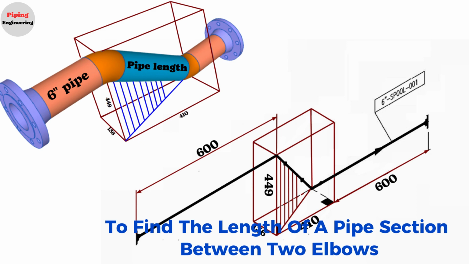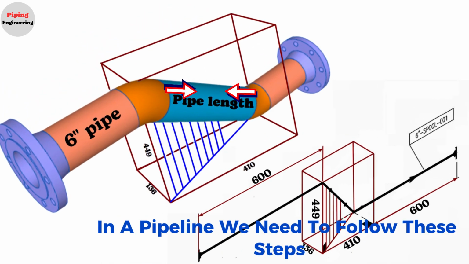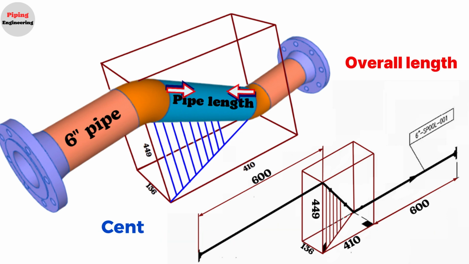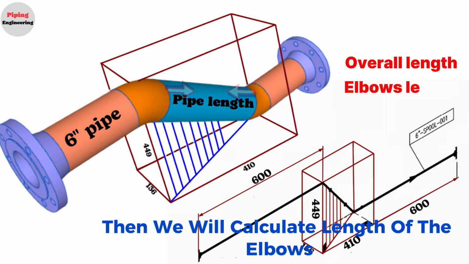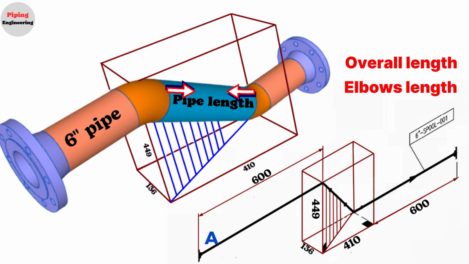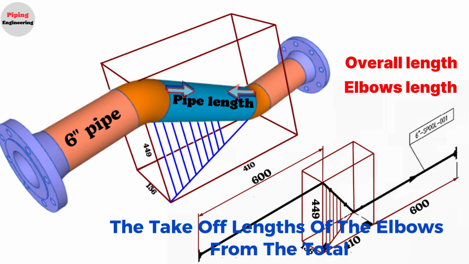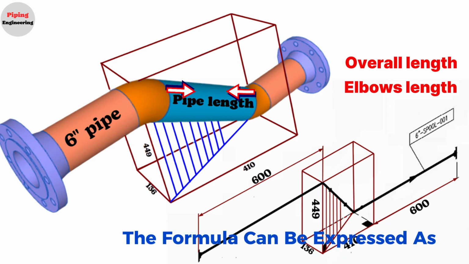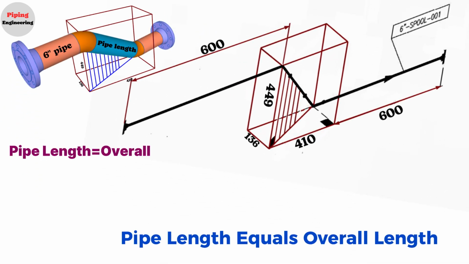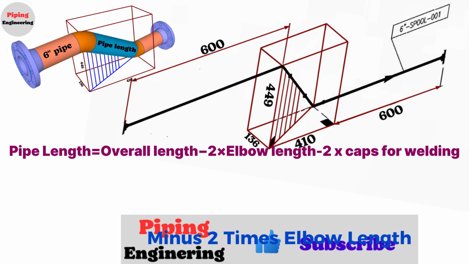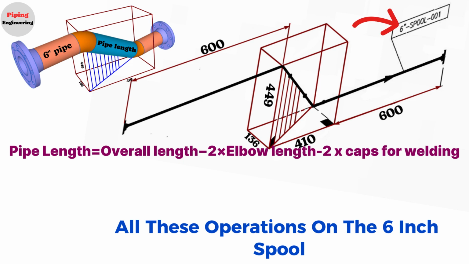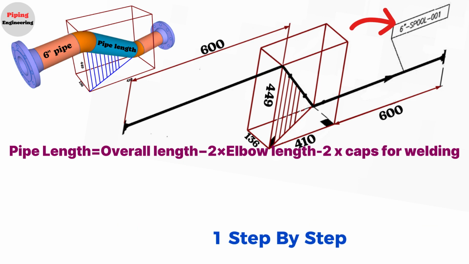To find the length of a pipe section between two elbows in a pipeline, we need to follow these steps. First, we will calculate the overall length, the center-to-center distance of the two elbows. Then we will calculate the length of the elbows, the takeoff dimensions. At last, subtract the takeoff lengths of the elbows from the total center-to-center distance. The formula can be expressed as: pipe length equals overall length minus 2 times elbow length minus 2 times gaps for welding. We will perform all these operations on the 6-inch spool number 001 step by step.